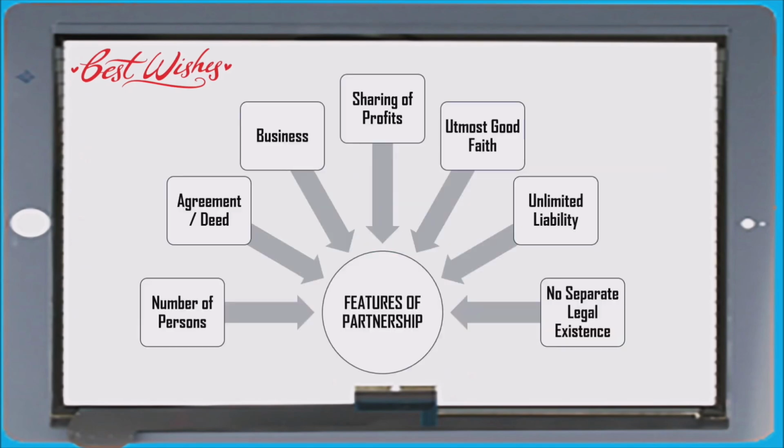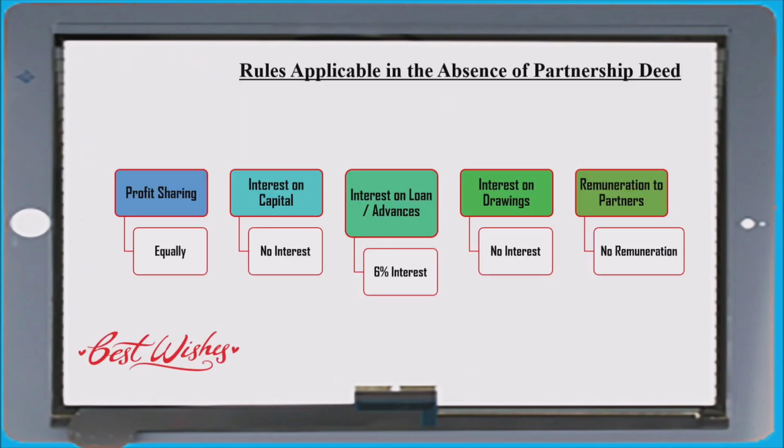There you have to remember the basic characteristics or features of partnership. And remember, there will be an agreement. What is the minimum and maximum number of partners, the legal business done by them, how they will share the profit, and unlimited liability. All those things you have to remember. And a very important area, the rules applicable in the absence of a partnership deed.